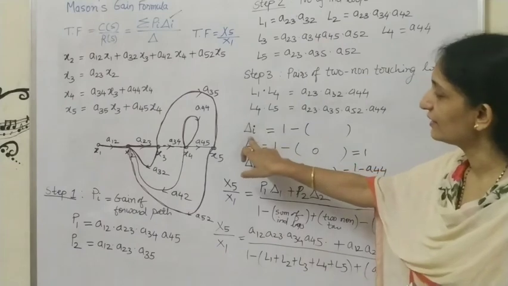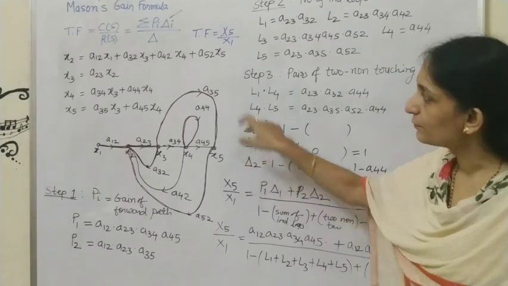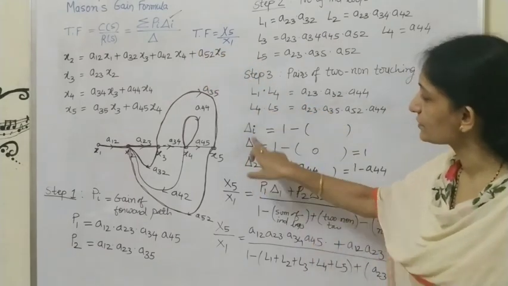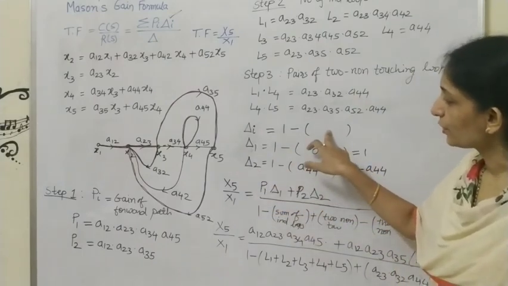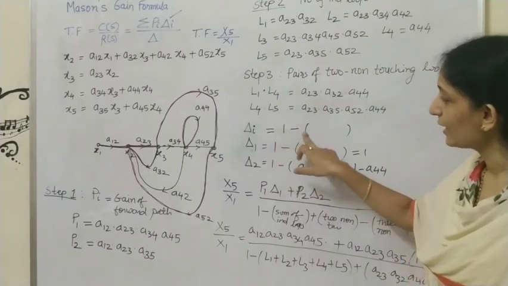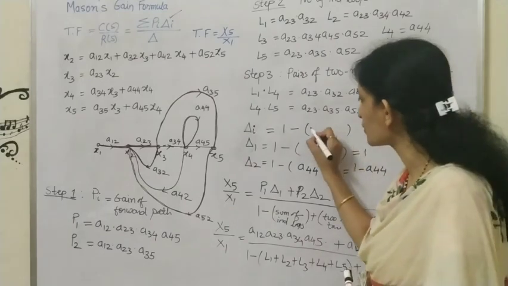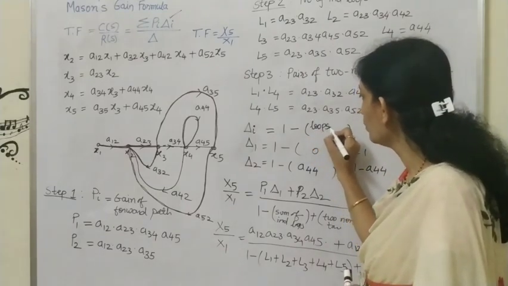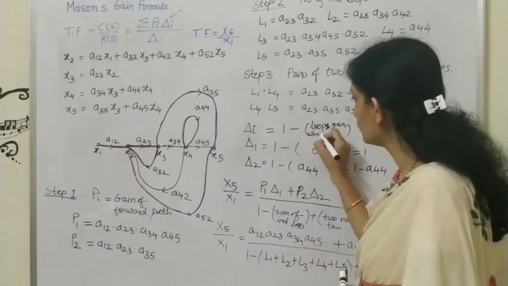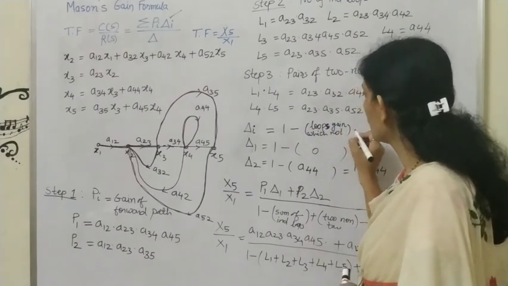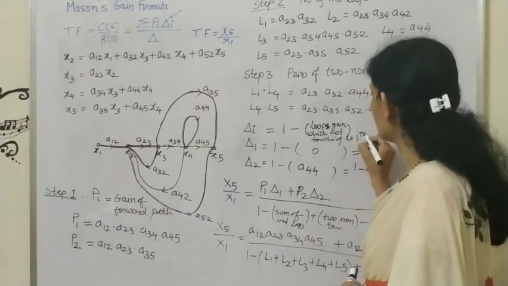Then next, the important thing is delta i. So delta i is a term related to the forward path. The number of forward paths is 2, so there will be 2 terms of delta i, that is delta 1 and delta 2. So we will revise the formula again. What is delta i? Delta i is equal to 1 minus, in bracket, we are checking the loops which are not touching the ith forward path. I will write loop gains which are not touching the ith forward path.